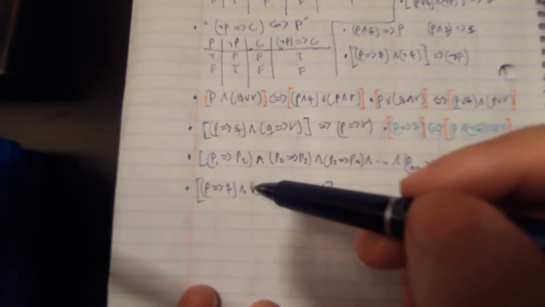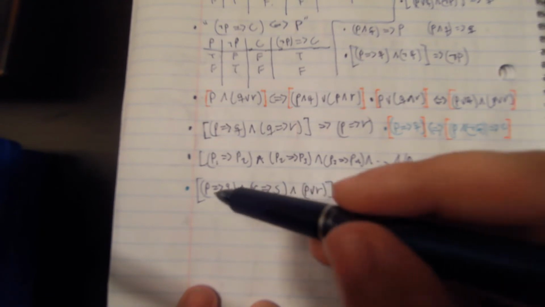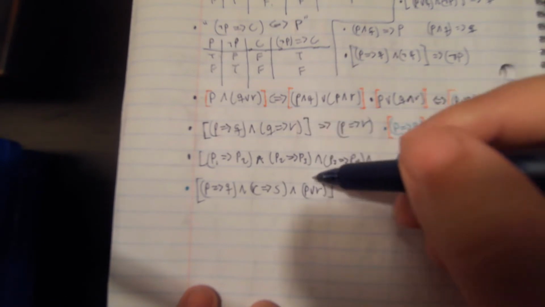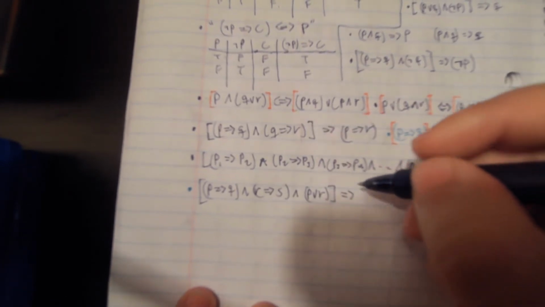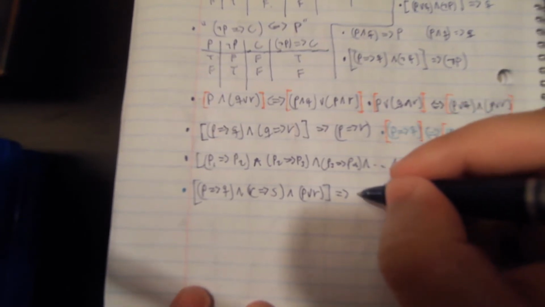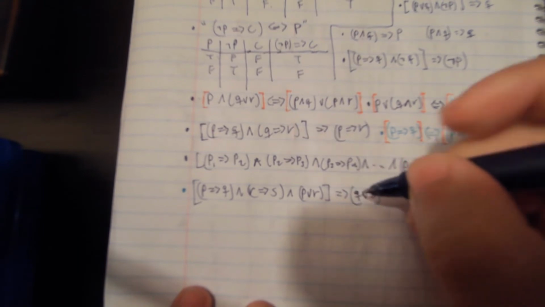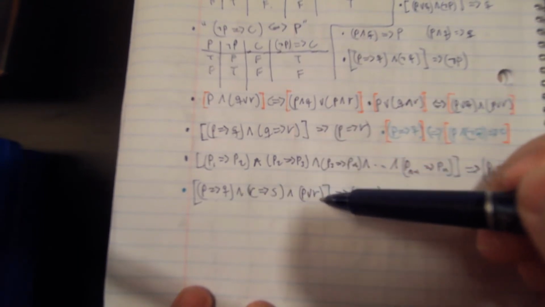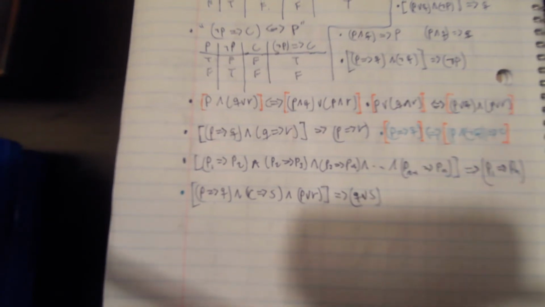If P implies Q and R implies S, and P or R, the beginning parts, if you know that at least one of them is true, then what is the conclusion? That either Q or S. If you know that this is true and this is true, and you know that at least one of these is true, then at least one of these two has to be true. So that sounds like it should make sense.